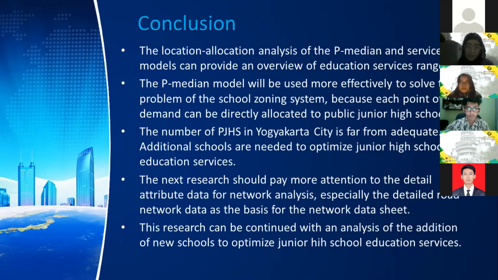The next research should pay more attention to detailed attribute data for network analysis, especially detailed road network data as the basis for the network dataset. And this research can be continued with another analysis in order to add new schools to optimize junior high school education services.